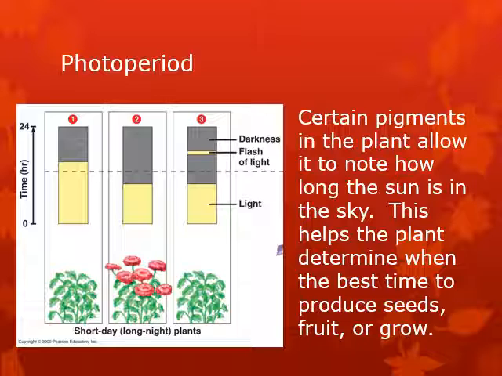So photoperiod, determined by these pigments being exposed to the sun, tells the plant when it's time to bloom, when it's time to go into hibernation and such.